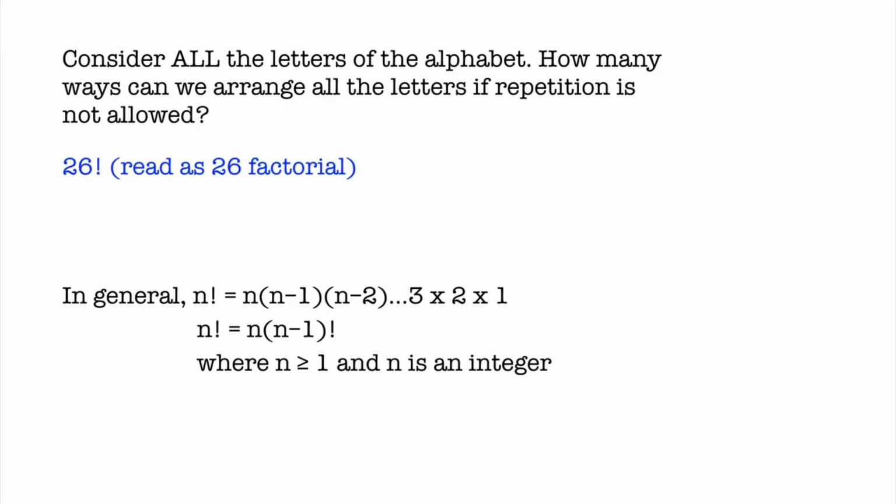A factorial is a function that multiplies a number by every number below it down to 1. So for example, 26 factorial means you're going to multiply 26 by 25, by 24, by 23, and so on and so forth down to 1. It is also important to note that n is an integer.